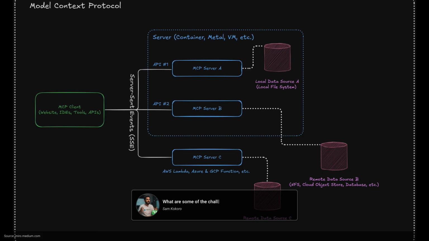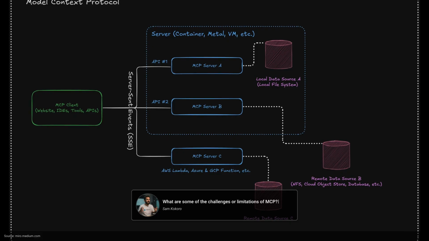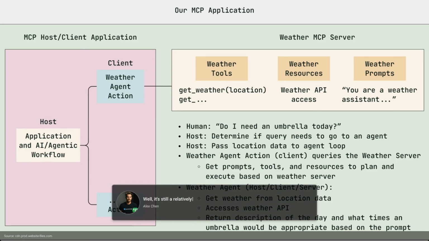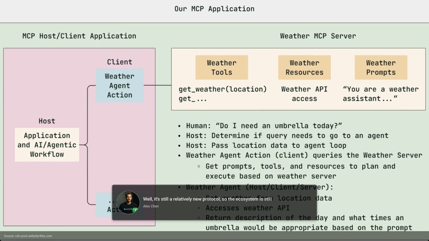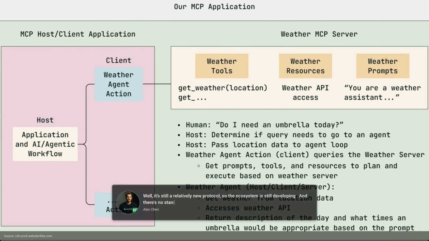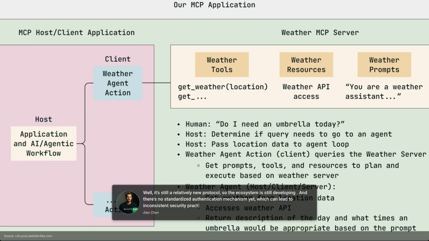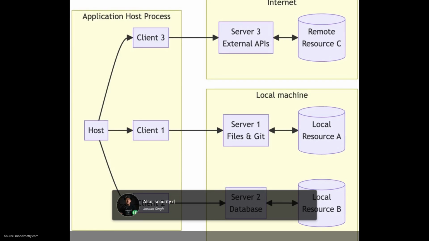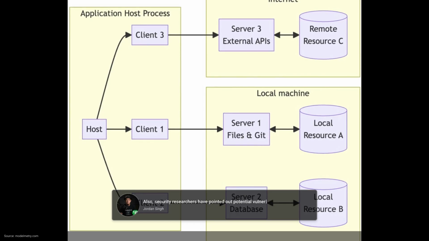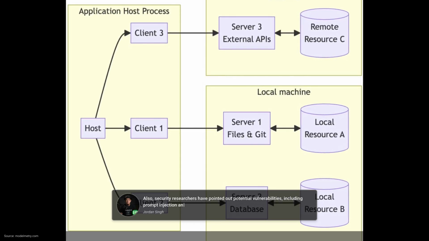What are some of the challenges or limitations of MCP? Well, it's still a relatively new protocol, so the ecosystem is still developing. And there's no standardized authentication mechanism yet, which can lead to inconsistent security practices. Also, security researchers have pointed out potential vulnerabilities, including prompt injection and issues with tool permissions.